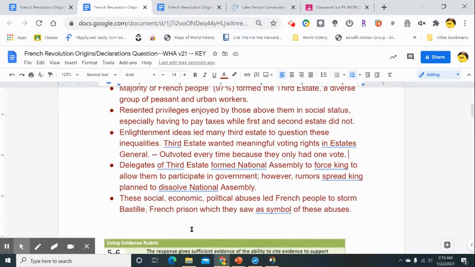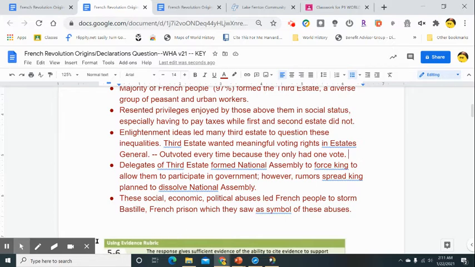The delegates of the third estate formed what they called the National Assembly, which was the Tennis Court Oath. They formed a National Assembly that allowed them to participate in government. However, rumors spread that the king was going to dissolve this National Assembly. So these social, economic, and political abuses led the French people to storm the Bastille, that French prison, which was a symbol of these abuses.